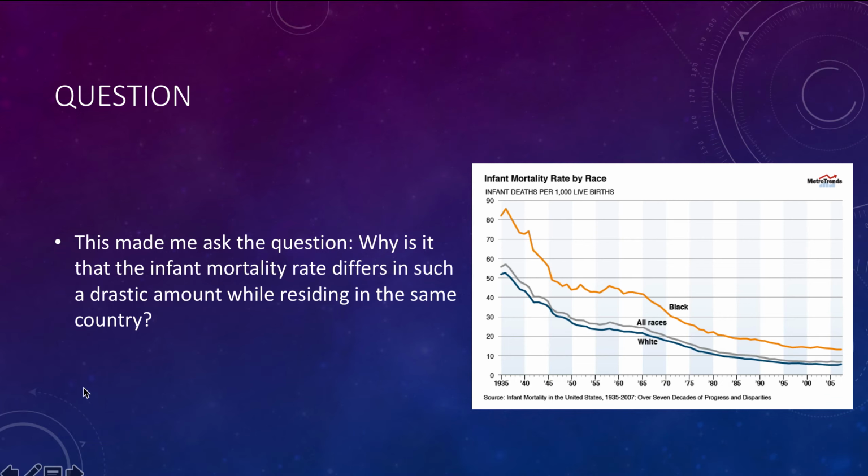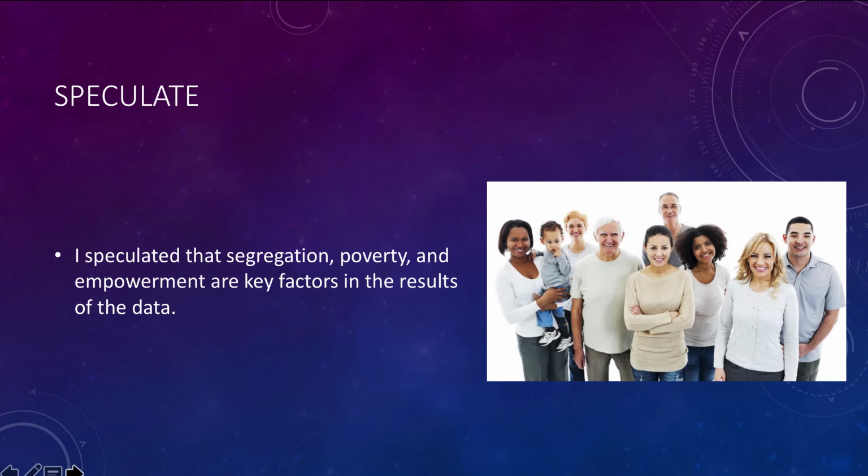This made me ask the question, why is it that the infant mortality rate differs in such a drastic amount while residing in the same country? The table to the right shows that blacks have a clearly higher infant mortality rate as opposed to whites. I speculated that segregation, poverty, and empowerment are key factors in the results of the data.